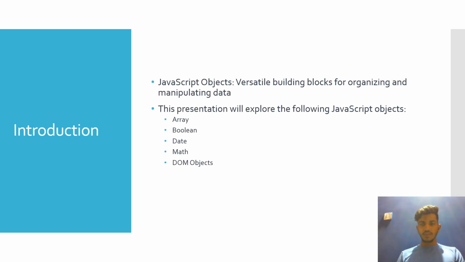Introduction. JavaScript objects. What is meant by a JavaScript object? First of all, they are versatile building blocks for organizing and manipulating data. This presentation will explore the following JavaScript objects: array, boolean, date, math, and DOM objects.